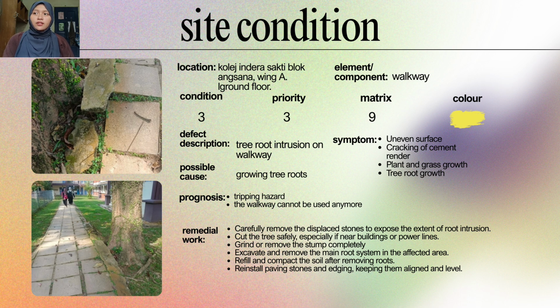Remedial work. Carefully remove the paving stone to expose the extent of root intrusion. Cut the tree safely, especially if near building or power line. Grind or remove the stump completely. Excavate and remove the main root system in the affected area. Refill and compact the soil after removing roots. Reinstall paving stone and edging, keeping them aligned and level.